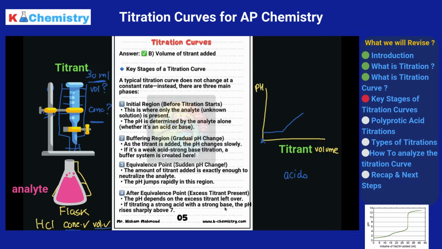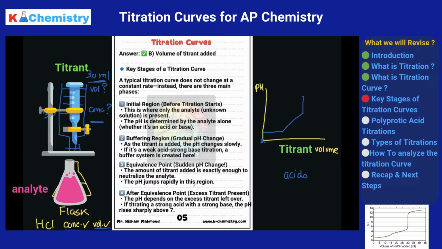Then there is the equivalence point. There is a sudden pH change. It's a very steep curve, almost a straight line parallel to the y-axis. Why is there a sudden increase in the pH? Because the amount of titrant added is exactly enough for the analyte. So here is the analyte, and here is the titrant. The number of moles of them will be equivalent. Don't worry if you don't understand, I'm just trying to tell you the parts of the curve. The amount of the titrant added is exactly equal to the analyte. The pH jumps rapidly in this region.